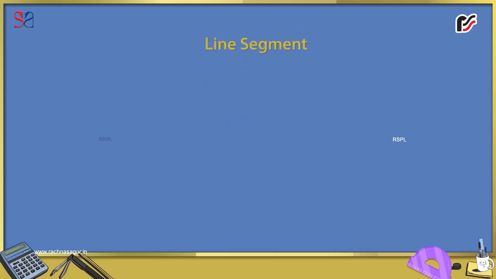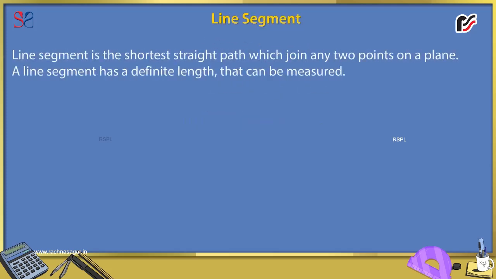Line segment. A line segment is the shortest straight path which joins any 2 points on a plane. A line segment has a definite length that can be measured.